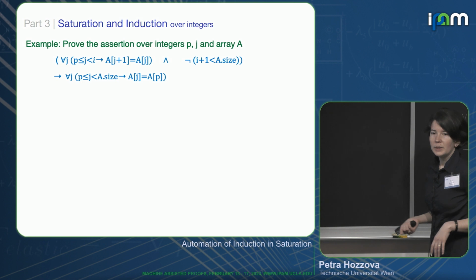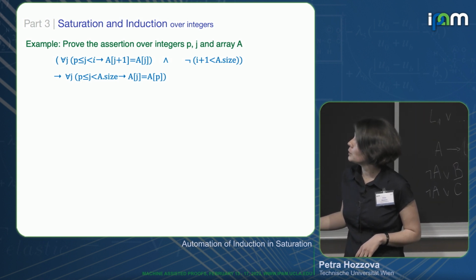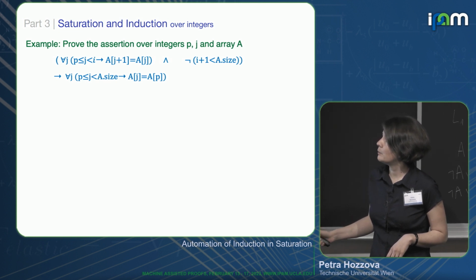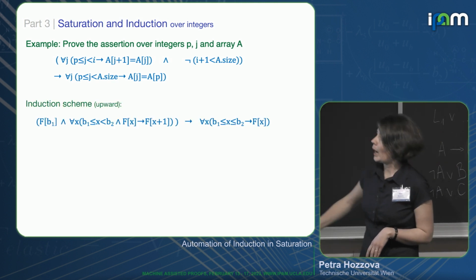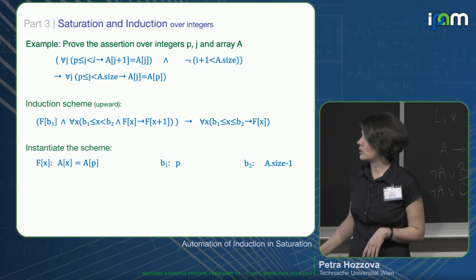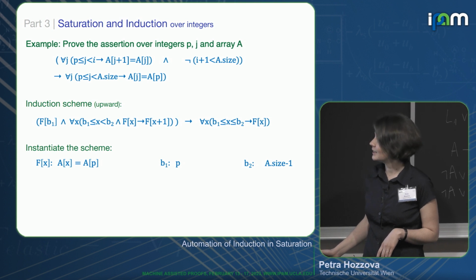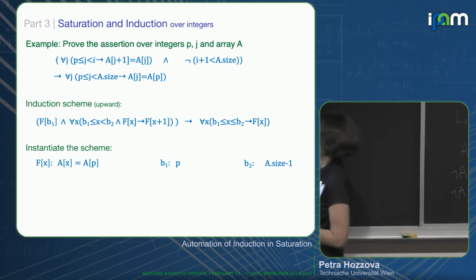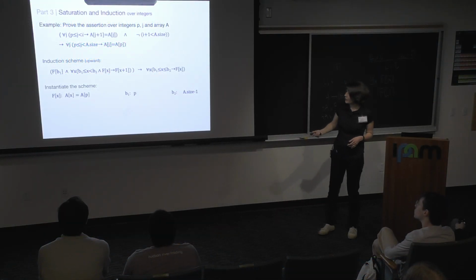Yeah, so let's see how this applies on our example from the beginning of the presentation. So we want to prove the property of the arrays if we have the invariant and if we have the negation of the loop condition. So for this, we will use the upward induction scheme and we'll instantiate it this way. So for our formula, or for the literal that is instantiating the scheme, we'll take the equality between A(X) and A(P). The lower bound will be P, and the upper bound will be the last index in the array A.